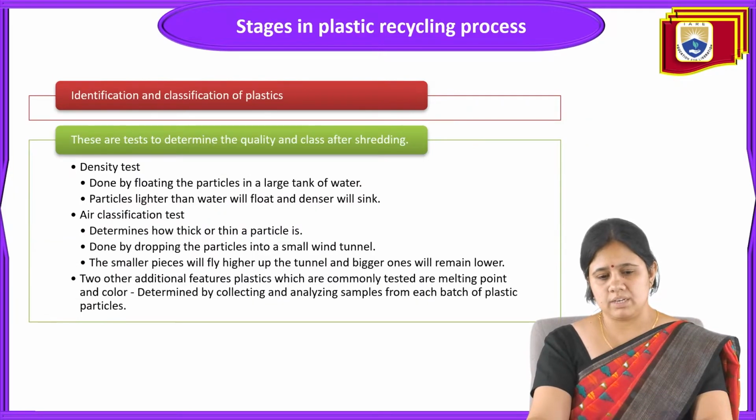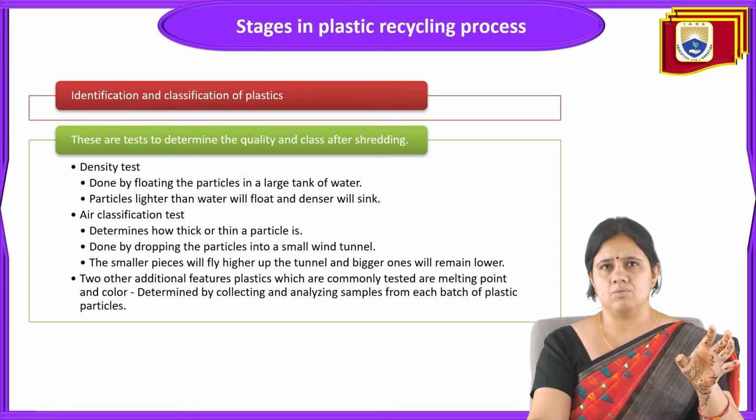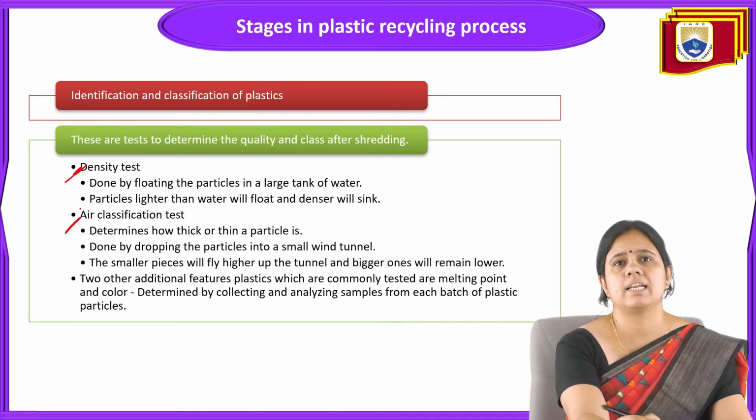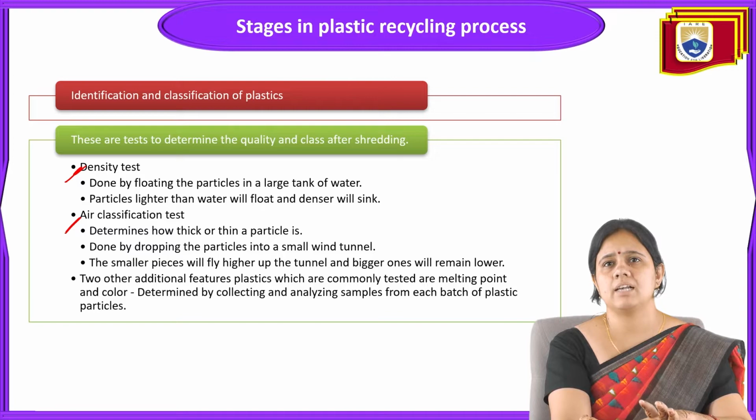Now we come to the next step, that is identification and classification of plastic. After this, we identify and classify the plastic. For this identification and classification, two tests are there: first is the density test, and the other is the air classification test. These are the tests to determine the quality and class after shredding.